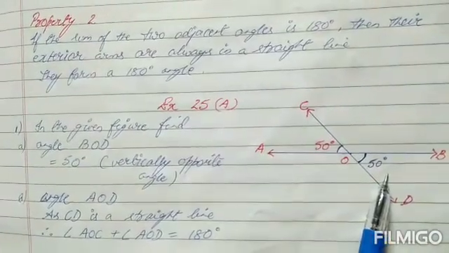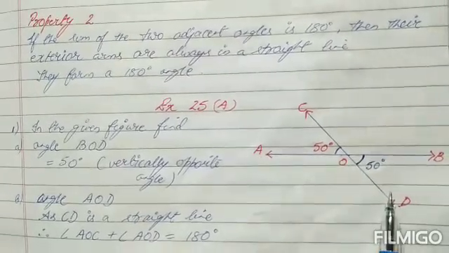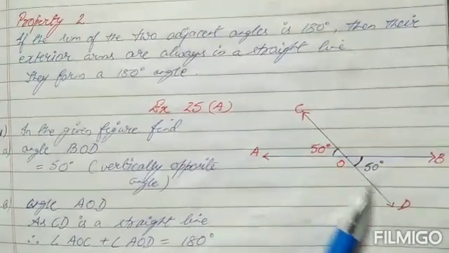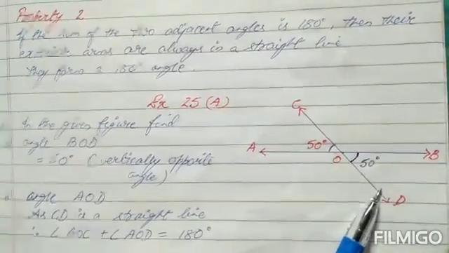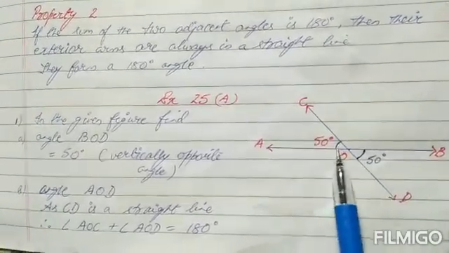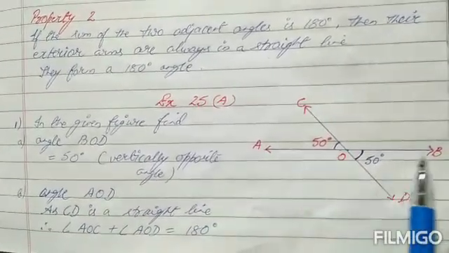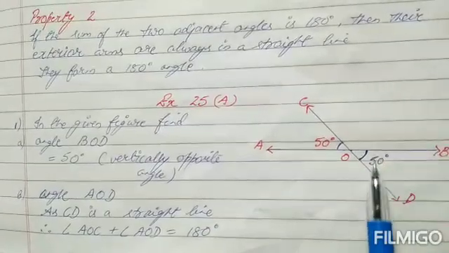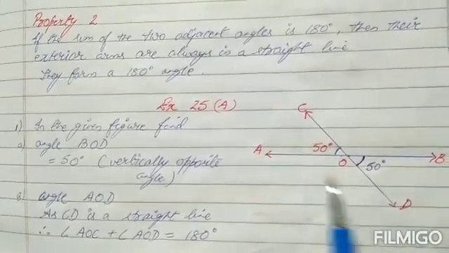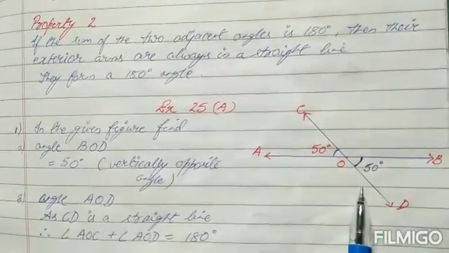Second is angle AOD. We have to calculate angle AOD. Now when you look at AOD, we know, children, that CD is a straight line. Now when CD is a straight line, this angle and this angle should be equal to 180. We can also calculate with this line, children, because AOB is a straight line, so this angle and this angle should be 180 degrees. So from any of the two lines you can take the angle. I have taken CD.